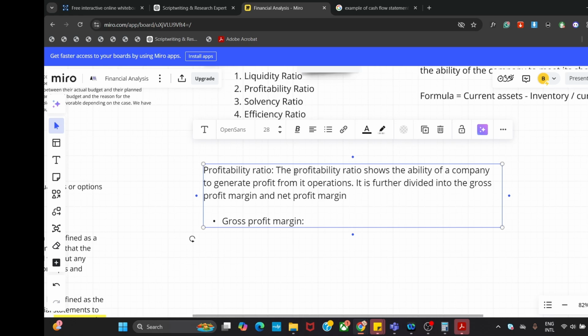So the gross profit margin, what does it show? It shows the percentage of the net revenue that exceeds the cost of goods sold. To better explain this, we can simply say the gross profit margin shows the revenue of a company after its direct expenses, like its cost of goods sold, have been deducted. So let's go ahead and take a note.